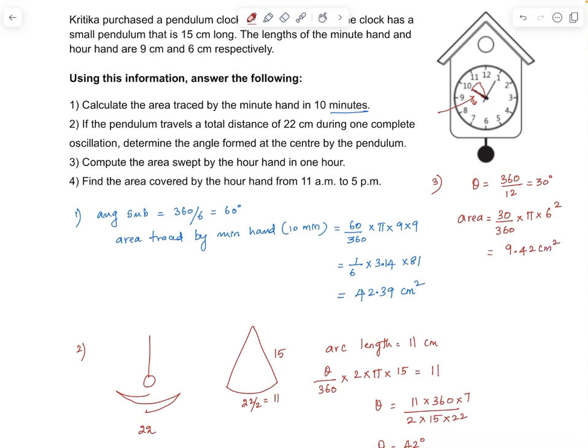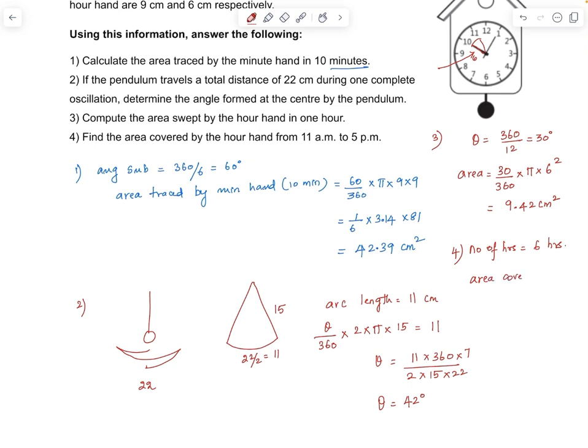Question 4. Find the area covered by the hour hand from 11 a.m. to 5 p.m. In the previous question, we found out the area swept by the hour hand in 1 hour. But now in the fourth question, we have to get it from 11 a.m. to 5 p.m. So total number of hours between 11 a.m. to 5 p.m. is 6.